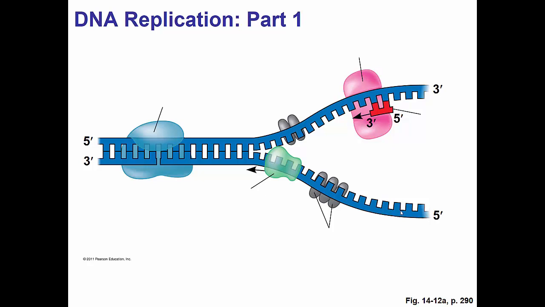So the first step in DNA replication is that an enzyme called helicase begins to separate the strands, breaking the bonds between the base pairs. So helicase essentially opens the replication bubble and makes that fork open further and further.